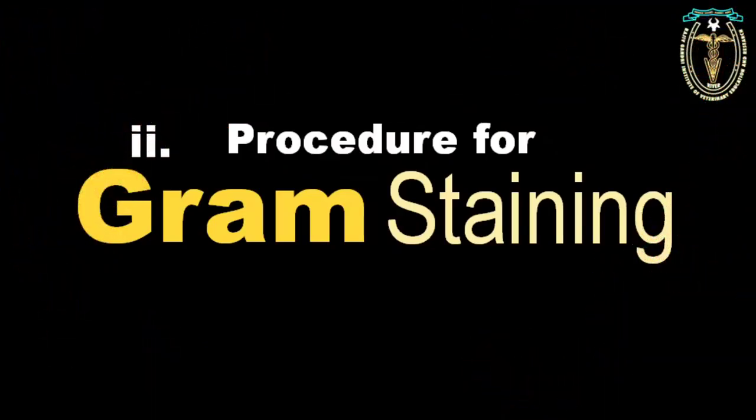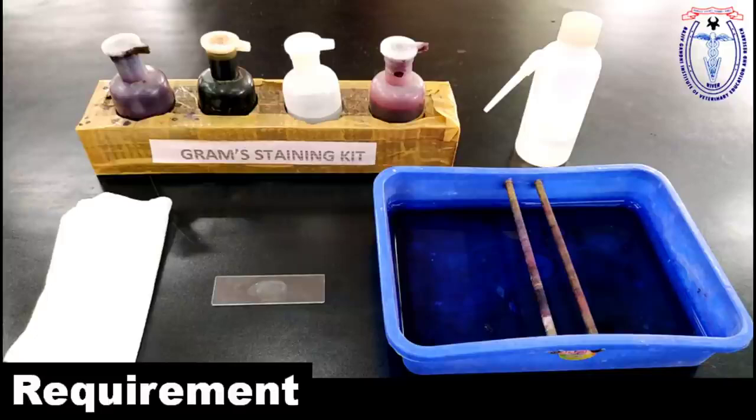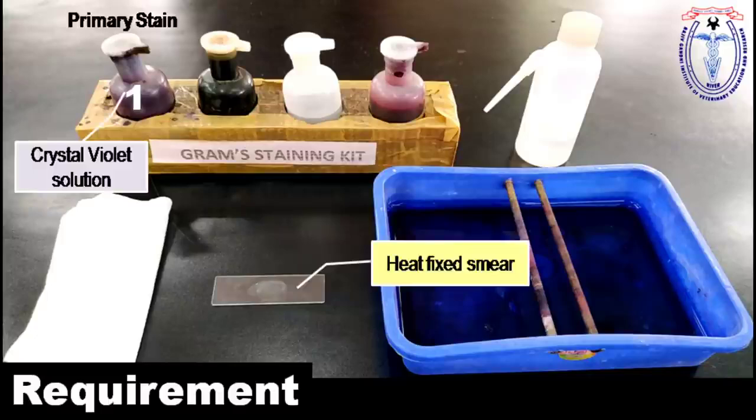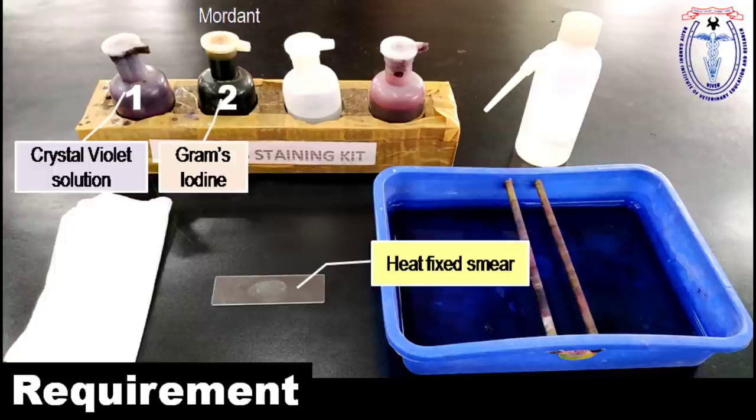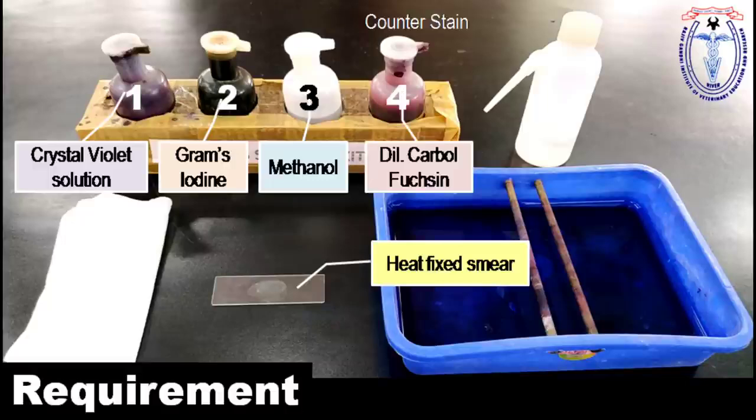Next, the procedure for the gram staining technique. The materials required are the heat-fixed smear, the crystal violet staining solution, used as a primary stain in this experiment, the Gram's iodine solution, used as a mordant, the methanol, used as a decolorizer, and the dilute carbol fuchsin staining solution, used as a counterstain in this experiment. These are the 4 important solutions required for conducting the gram staining technique.